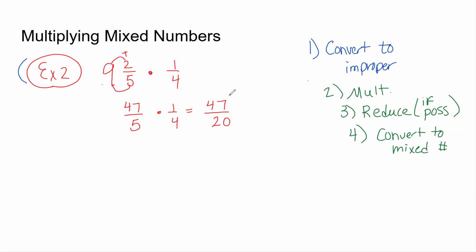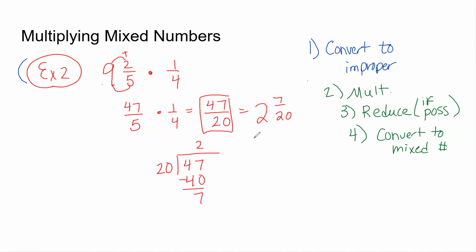That would not reduce. That's the answer if you're allowed to leave it improper, but we will go ahead and convert back. So 47 divided by 20 goes in twice. And there we go. So that would be 2 and 7/20. And that's all you do for mixed numbers. You convert them to improper and then do it as normal.